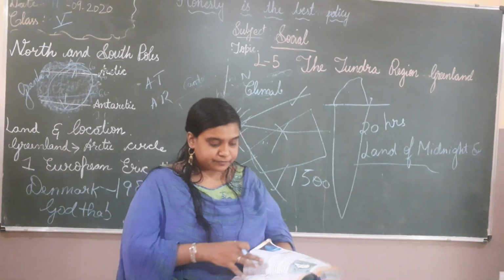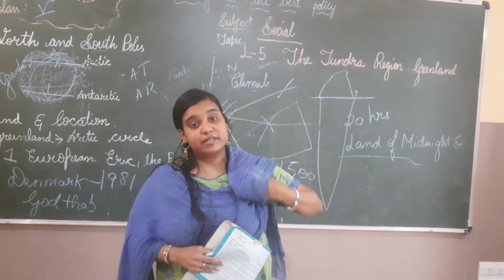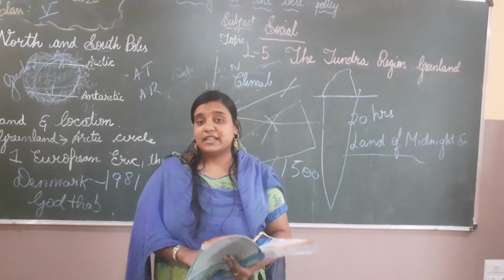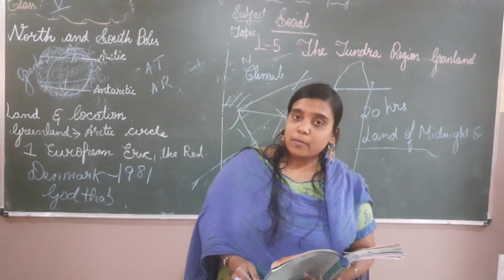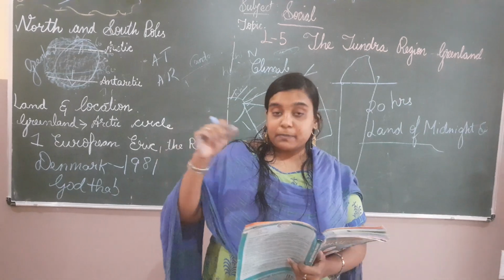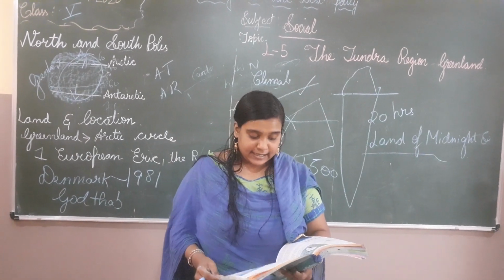Then vegetation: there is almost nil vegetation, because there is no soil over there and no sun rays, so the vegetation is very rare and sparse. There is no proper vegetarian food over there, no rice, no dal, no pulses. People prefer to hunt animals and eat them.